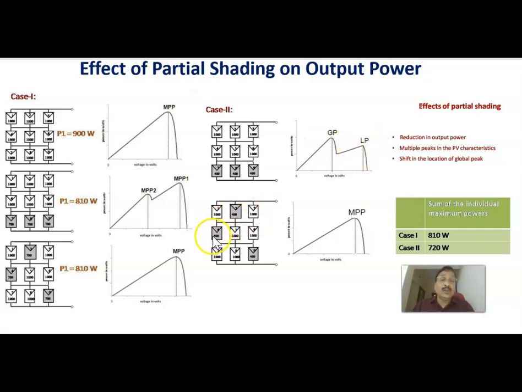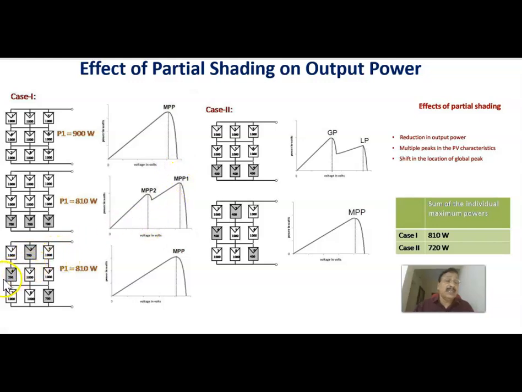Now if you are rearranging this such that in each row there is only one shaded panel like this, you can see that there is only one maxima point, and multiple maxima is avoided. But of course the power is the same as this one, that is 6 into 100 plus 3 into 40, therefore 720 watts. Therefore, this is the partial shading effect on the maximum power.